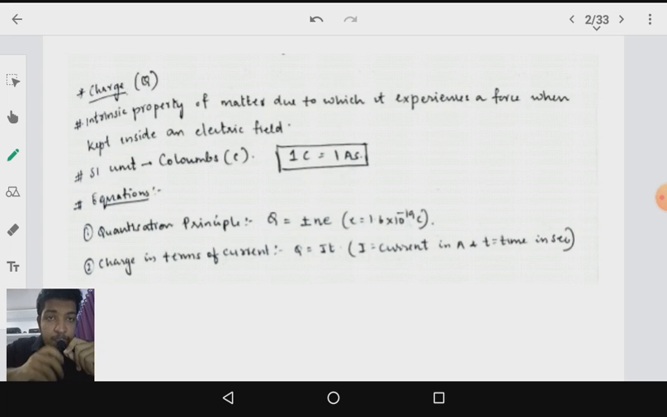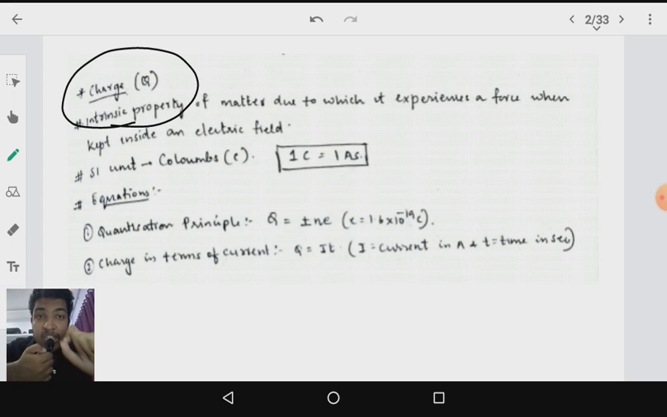Starting with the first topic, that is charge. So what exactly is charge? Suppose I have some matter. I am placing this matter in a region of electric field. So wherever electric field is there, I am going to place this matter over there. What happens is that it will experience some force when I am keeping it in the region of electric field. This is experiencing this force because of one fundamental characteristic that is known as charge.